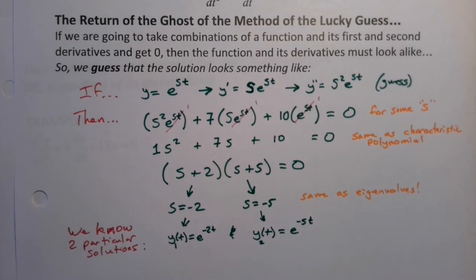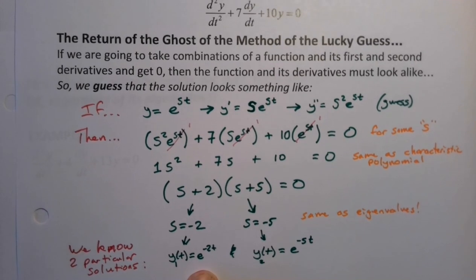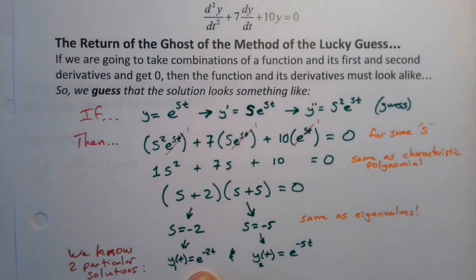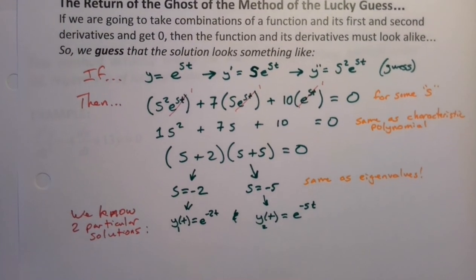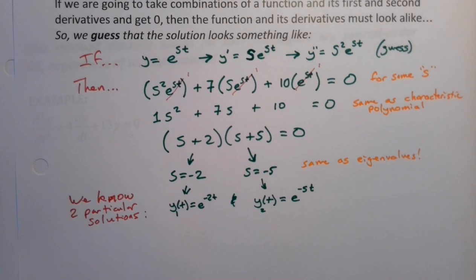Those are particular solutions. Now notice, there's no constant sitting in front of them, because that by itself, if I plug it back into the original differential equation up here, that would make it true. So would this one. Right? So these are particular solutions that are 100% correct. Now what I can do with those is use those two particular solutions to get the general solution.